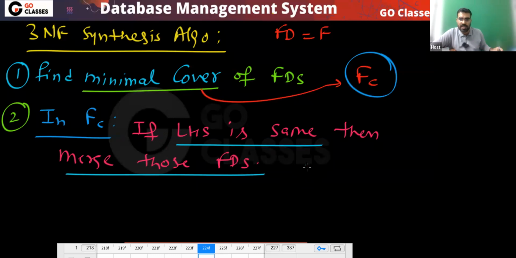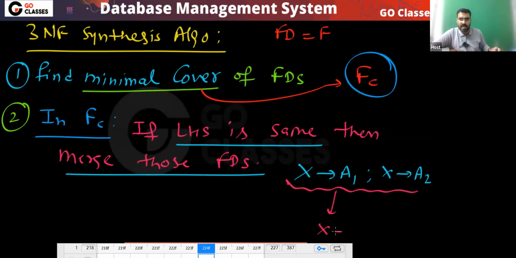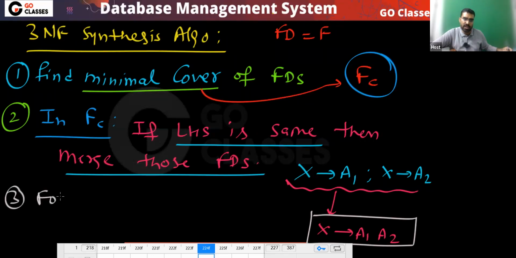For example, you will get this type of FD. Let's assume you have X determining A1, and X determining A2. Then what will you do with these two? You will merge them into X determining A1, A2. Then what will you do? Don't check for violation. For every FD, you do this. This is an important step.